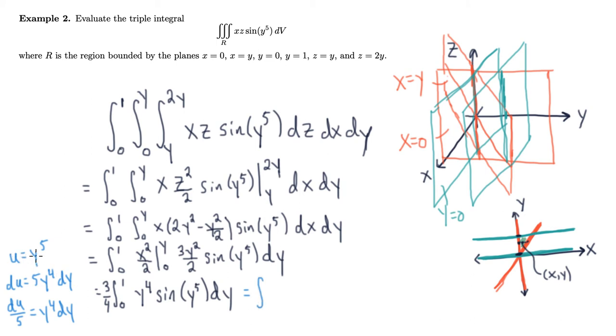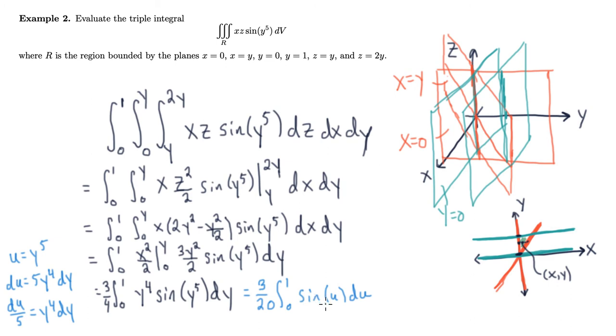Because when y is 0, u is 0, and when y is 1, u is 1. And so we factor out this 5. So what is our constant? We have a 3/5, but then we also pick up a factor of 1/5. So that's going to be 3 over 20 times the integral from u equals 0 to u equals 1 of sine of u du. Like that. Okay?